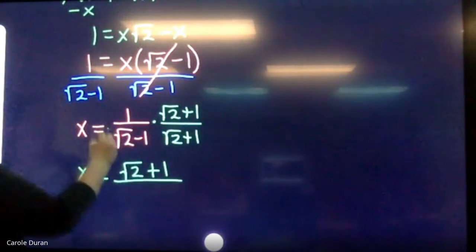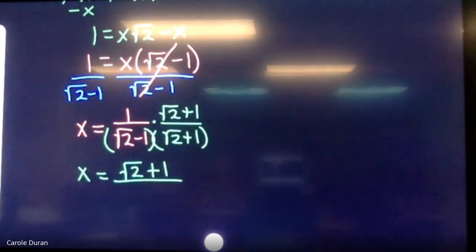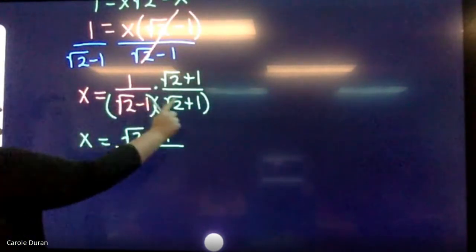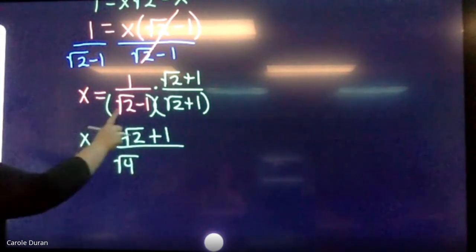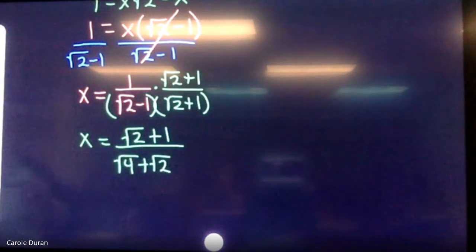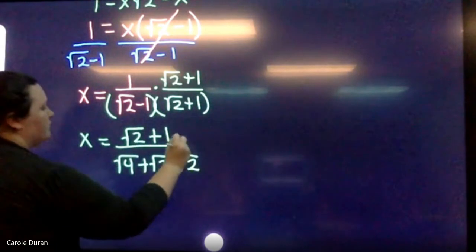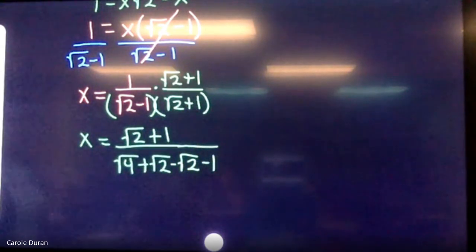I have a binomial times a binomial in my denominator, so I'm going to have to FOIL that. When I FOIL it, we do our first terms together first. Square root of 2 times square root of 2 is the square root of 4. Square root of 2 times a positive 1 is positive root 2. Square root of 2 times negative 1 is negative root 2. And then negative 1 times 1 is negative 1.